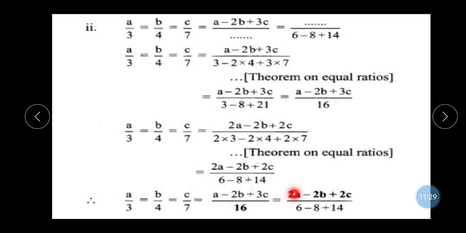So our final answer is A upon 3 is equal to B upon 4 is equal to C upon 7 is equal to (A minus 2B plus 3C) upon 16 is equal to (2A minus 2B plus 2C) upon (6 minus 8 plus 14).